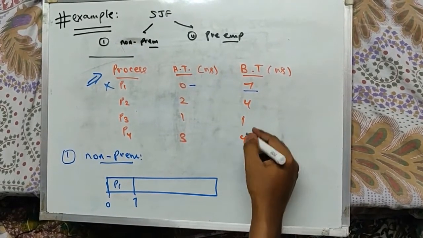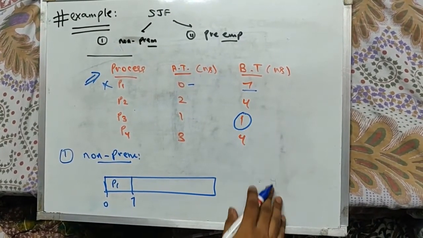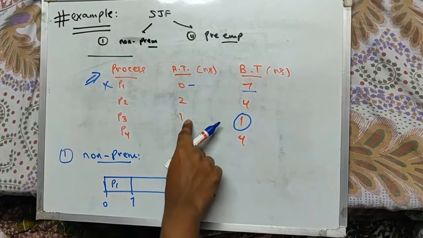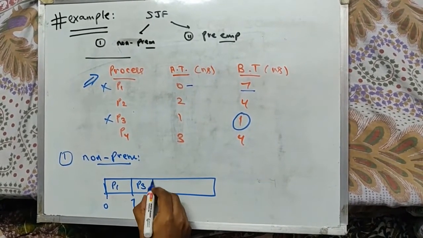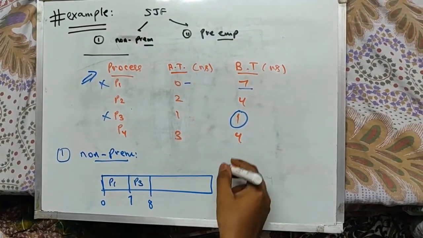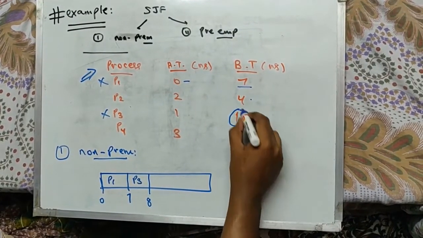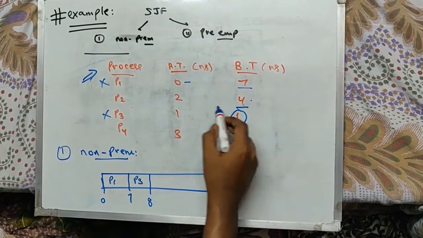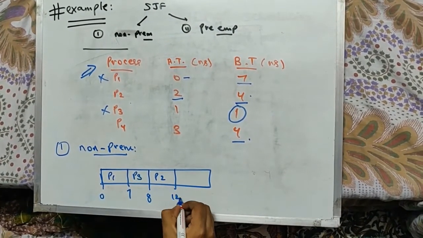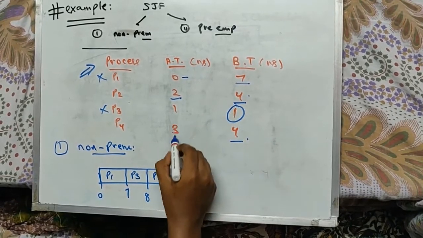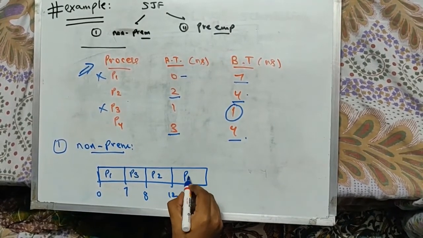The next one with the shortest burst time, which has arrived by then, is P3. So P3 will be executing till 8. Next, two processes have the same burst time, so we go with the one which came first, that is P2. We give it to P2 till 12. And then finally we have P4, which will go till 16.